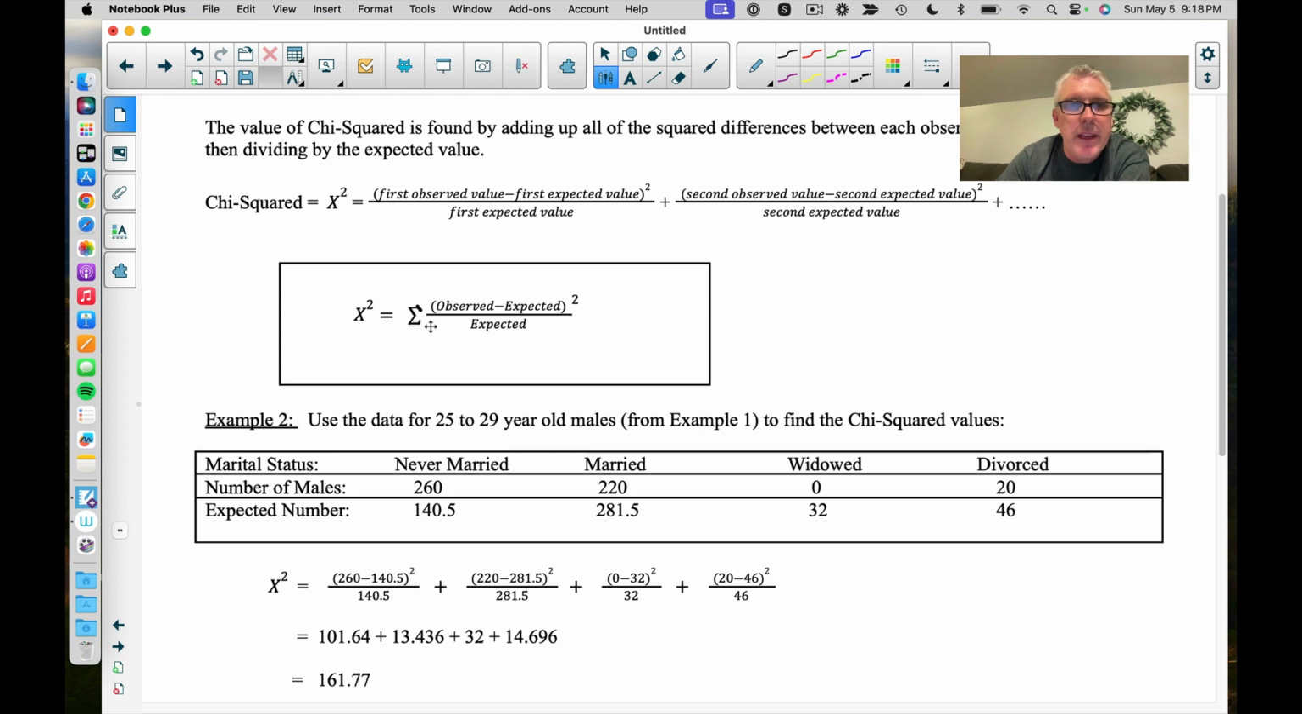This funny looking E, that's Greek. You'll see it in fraternities, sororities, mostly fraternities. They use this symbol. This big E means sigma, which in the math world means sum. It means you're adding up all these different terms. And you're going to use this formula, observed minus expected squared divided by expected, and we add up all of them. Sometimes there's 2, sometimes there's 3, there could be 50.